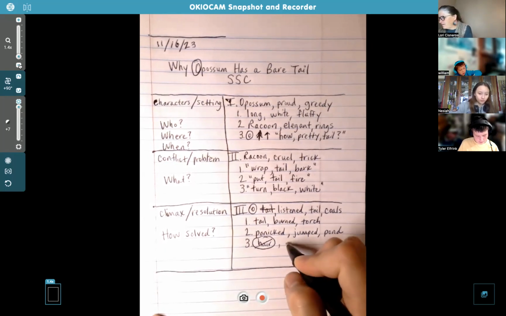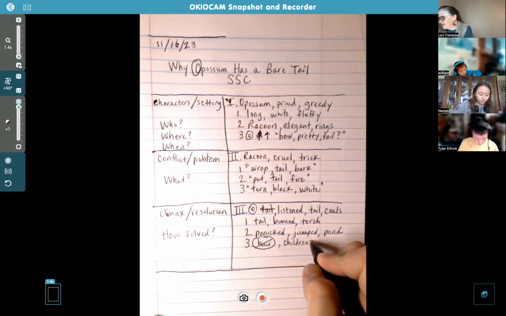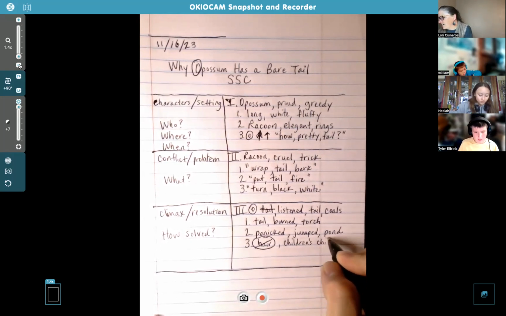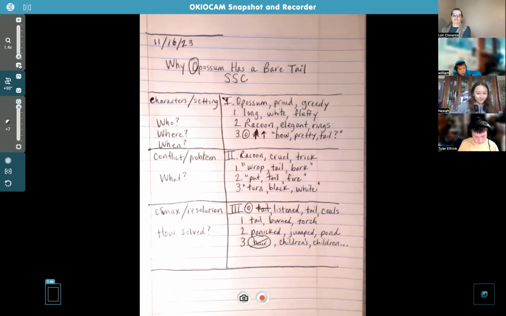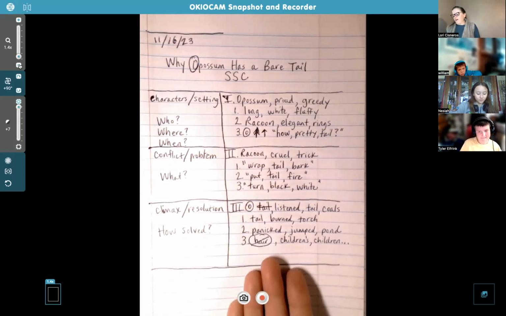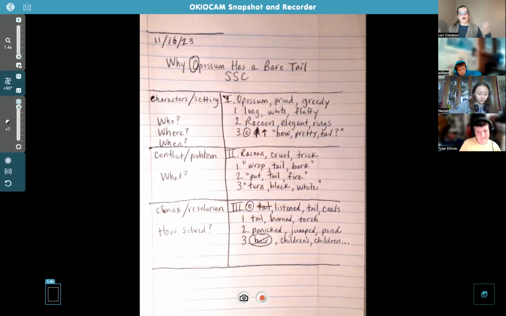And then I'm just going to put children's children and then... Right? You can say that part, or if you have a different way of putting that at the end, you can change that. It doesn't have to be exactly like mine. But basically that was the end of the story. No more hair on the tail. It looks like a rat's tail forever and ever.